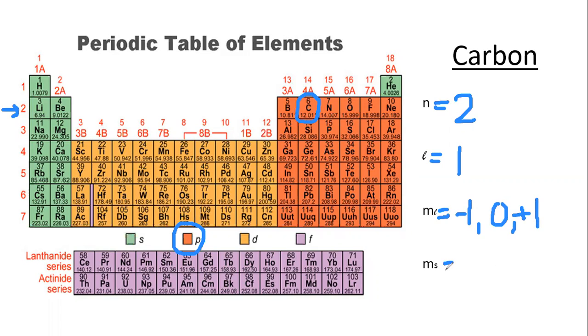And then for our m sub s, this again is not dependent on any of the other quantum numbers. So we know that our electrons are either going to have a +1/2 for its intrinsic spin, or it's going to have a value of -1/2 for the intrinsic spin. Hopefully that makes a little bit more sense on how to use our periodic table to find our quantum numbers for a specific element.